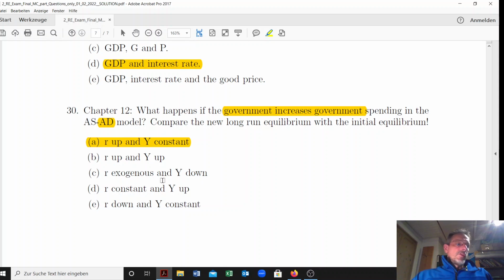So this was the solution to the multiple choice part of the mock exam.